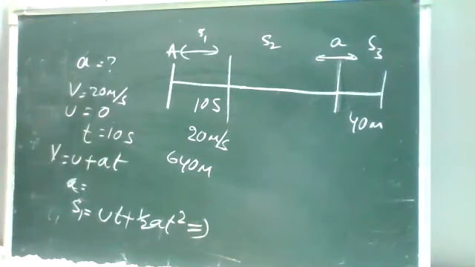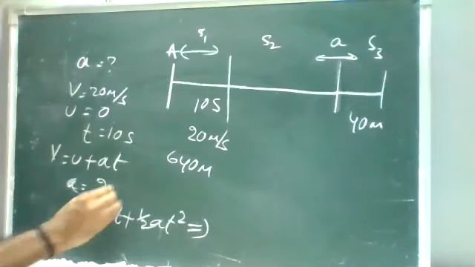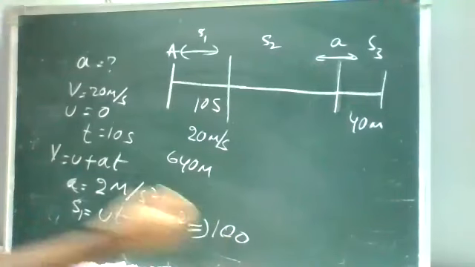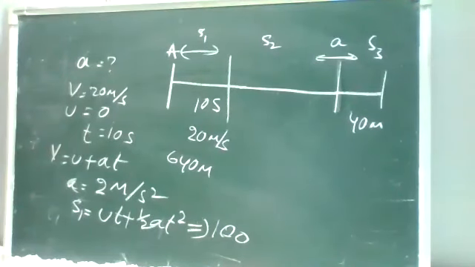What is the acceleration value? A is equal to 2. Yes, 2 meter per second square. Then what is the displacement? Displacement is 100. Yes, 100. Good. So we got the displacement, the time period, and the acceleration.